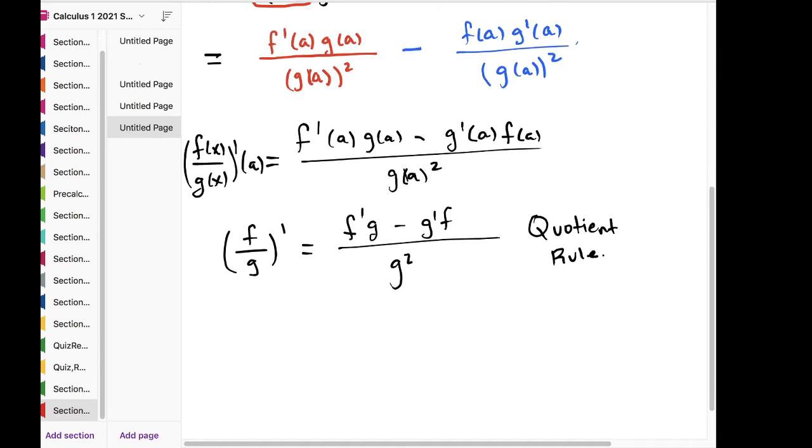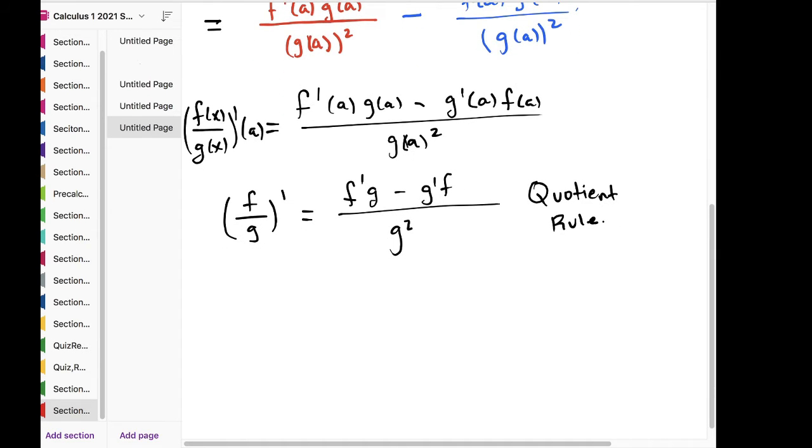All right, so some things to watch out for. The numerator looks very similar to the product rule, right? Except it's a subtraction instead of a plus. And the biggest thing to watch out for is, which derivative do you write first?